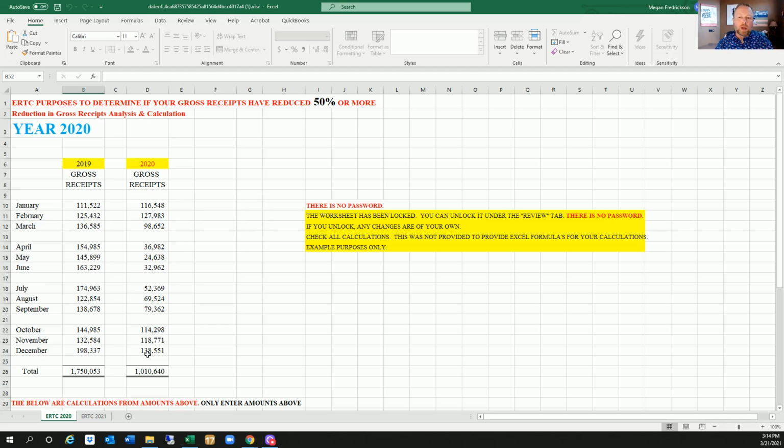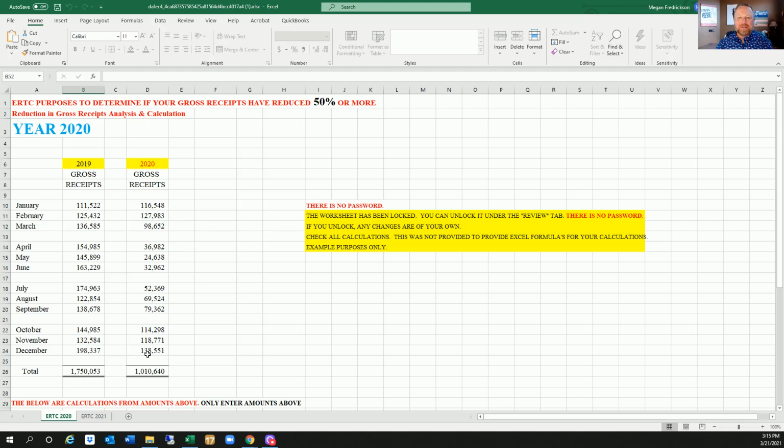So qualifying in fourth quarter of 2020 has nothing to do with qualifying for 2021 under the old rules. And why is this important? Someone may not qualify under the old rules for fourth quarter 2020. They might have rebounded enough that in 2020, fourth quarter, they don't qualify for the ERTC.